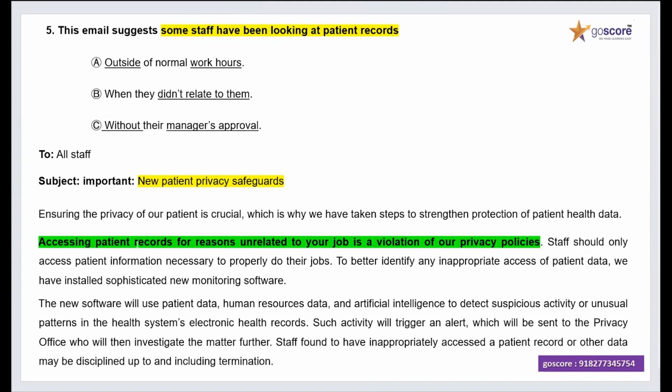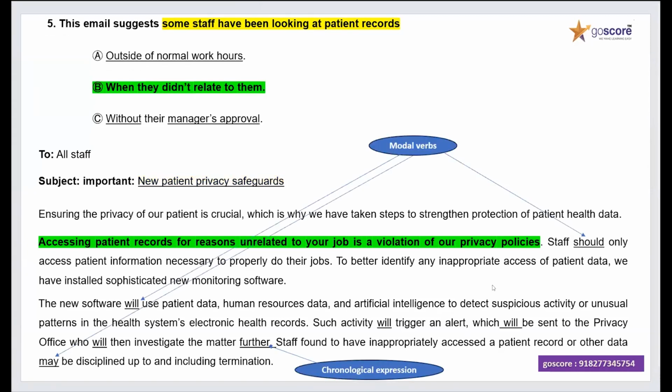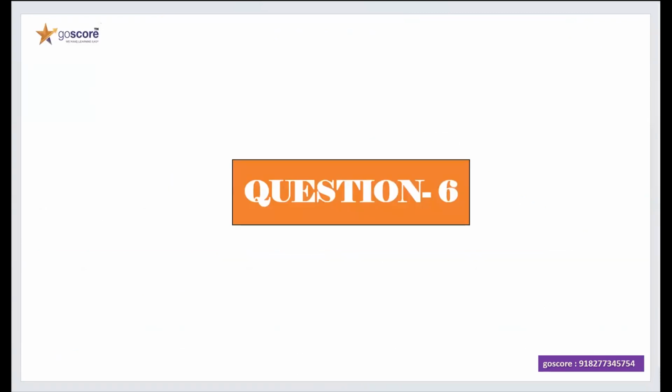So here they have mentioned accessing patient records for release, which is not related to your job, is a violation of privacy policies. So if it's not related to you, please don't check. Correct? Yes. Now, some modal verbs they have here: it's mentioned will, so many will. Further, here will is there, should. That is also the modal verbs. Fine. We'll move to the next question.